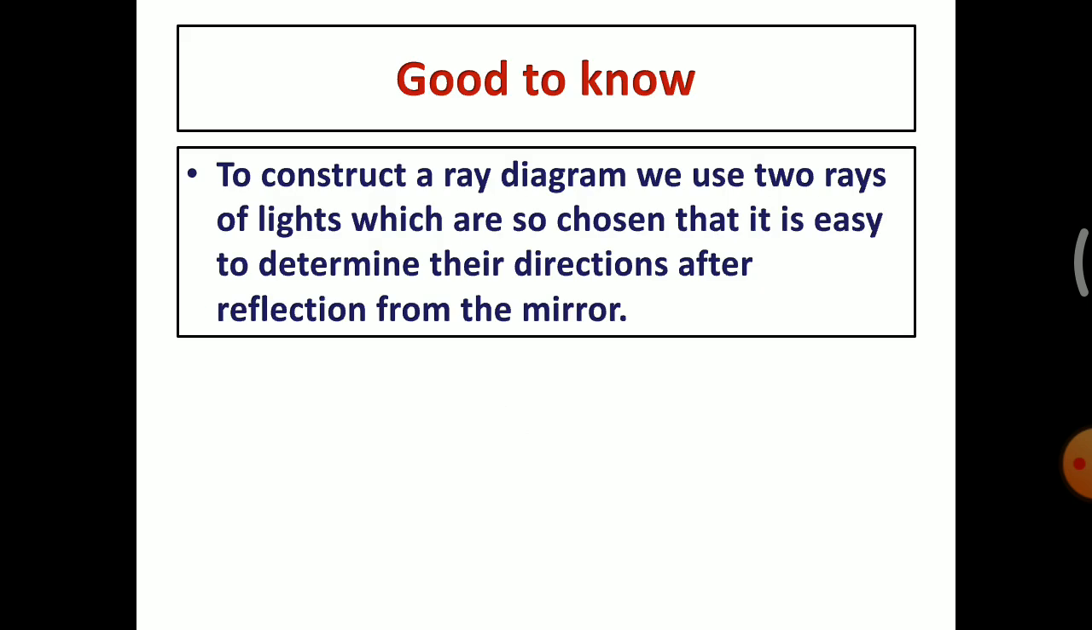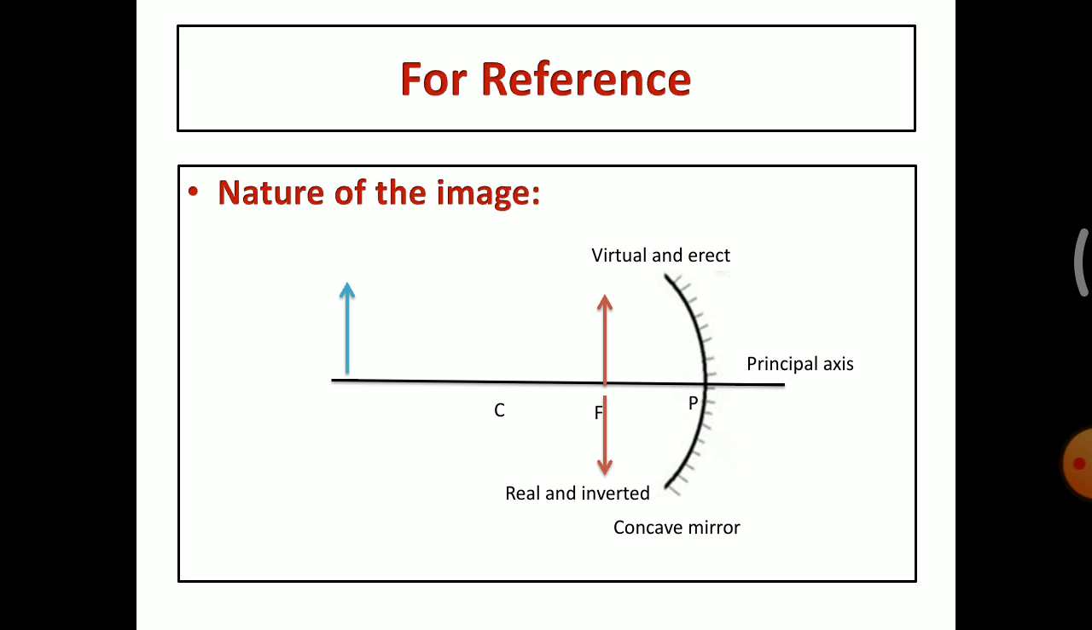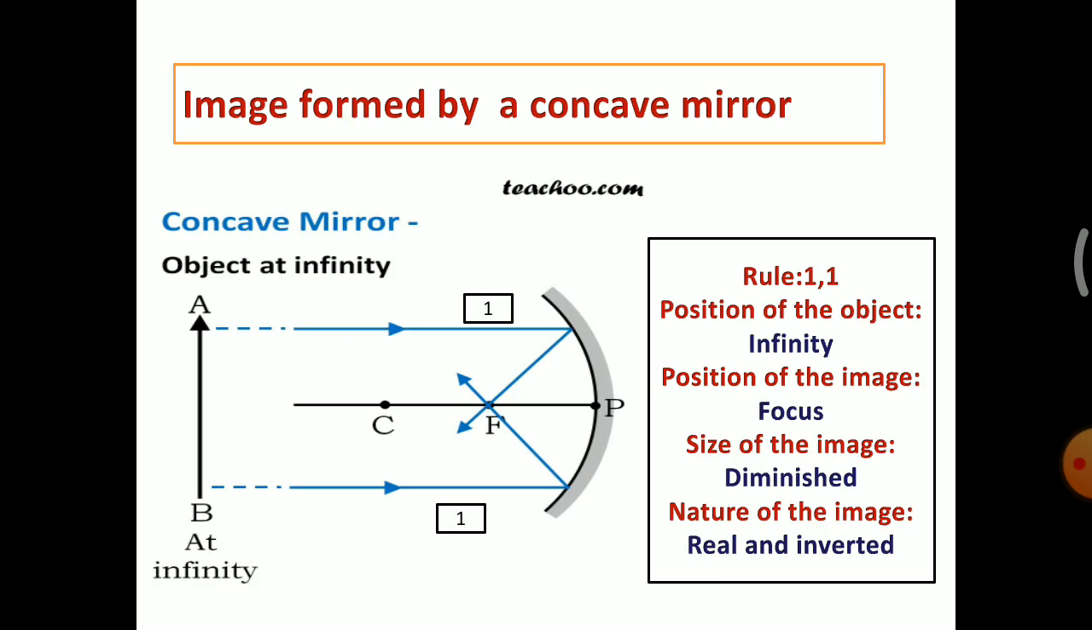This is good to know before going to construct a ray diagram. To construct a ray diagram, we use two rays of light which are so chosen that it is easy to determine their direction after reflection from the mirror. The first one: image formed by a concave mirror. Before going to draw a ray diagram, you have to draw a concave mirror and mark the points pole, focus, center of curvature and draw a principal axis.